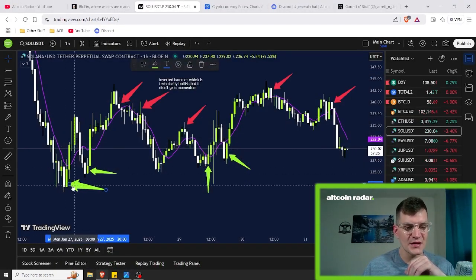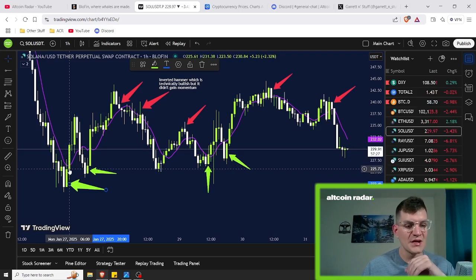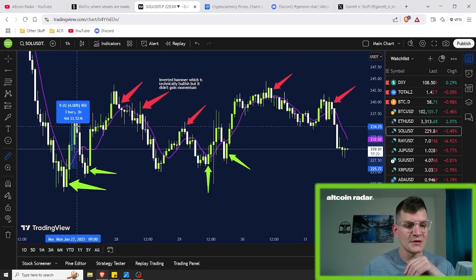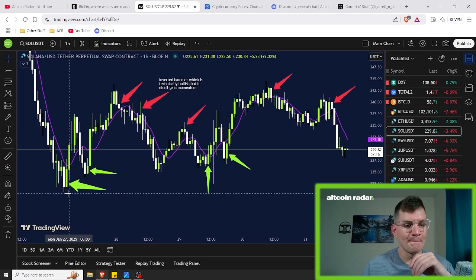So this one right here, if you were to have spotted this and then waited for your confirmation, however you find confirmations in your trades, if you were to wait for confirmation and get in on this trade, you could have profited, roughly with 10x leverage, probably anywhere from 40 to 50% profits here, okay?